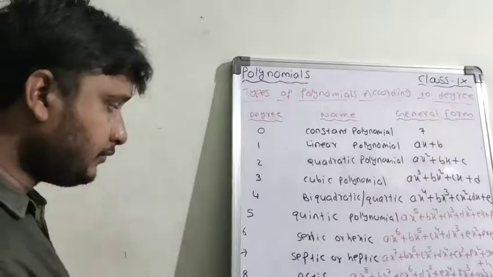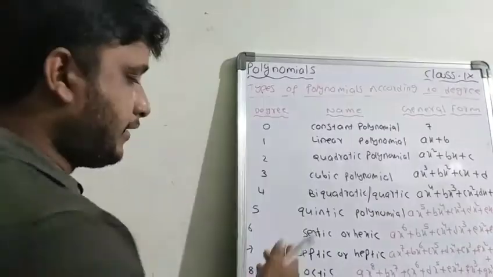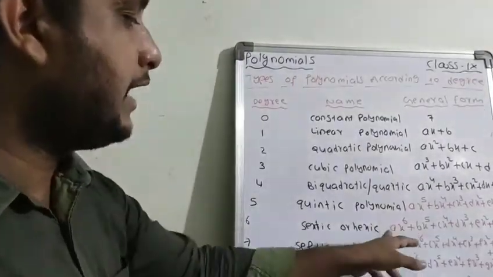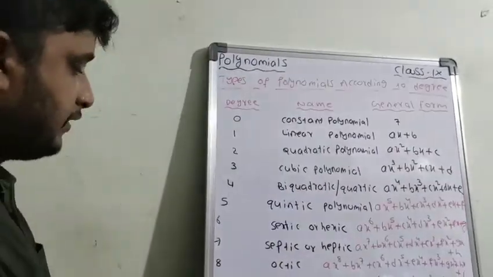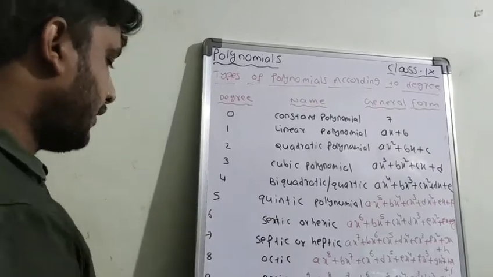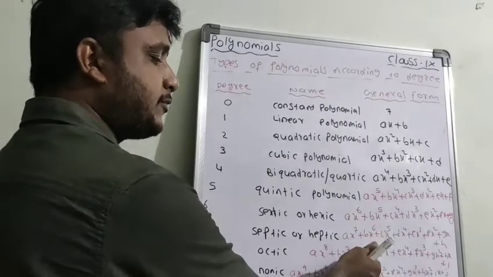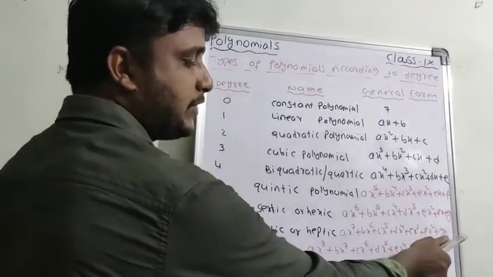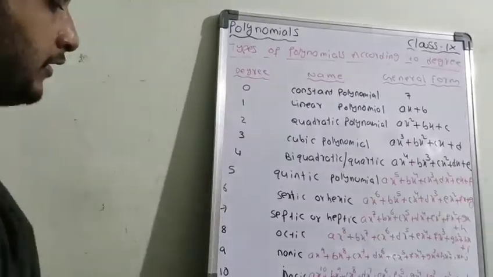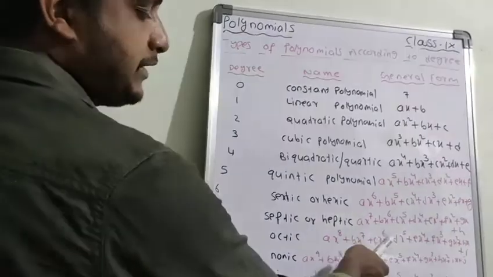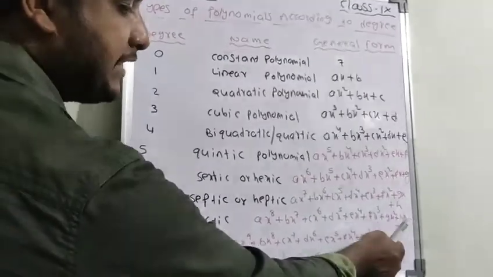If the degree is 6, then it is called sextic or hexic. You can call it anything. Sextic or hexic, ax power 6 plus bx power 5 plus cx power 4 plus dx cube plus ex square plus fx plus g. So that is the general form. Coming to the degree 8, then it is called octic polynomial. The general form is ax power 8 plus bx power 7 plus cx power 6 plus dx power 5 plus ex power 4 plus fx cube plus gx square plus hx plus i. So coming to the degree 9, then it is called nonic. So the general form is ax power 9 plus bx power 8 plus cx power 7 plus dx power 6 plus ex power 5 plus fx power 4 plus gx cube plus hx square plus ix plus j.